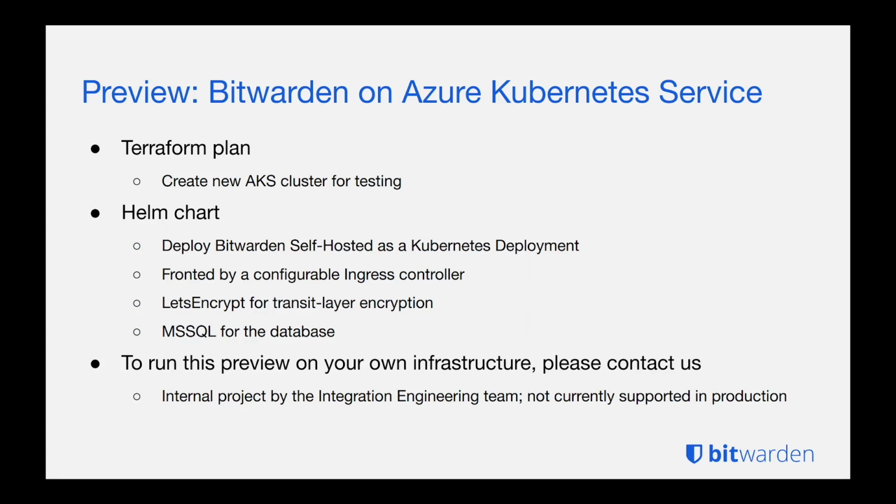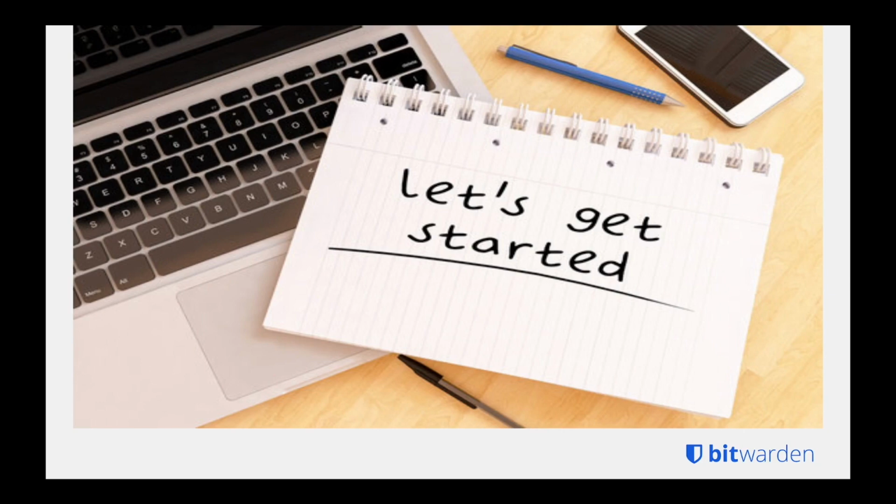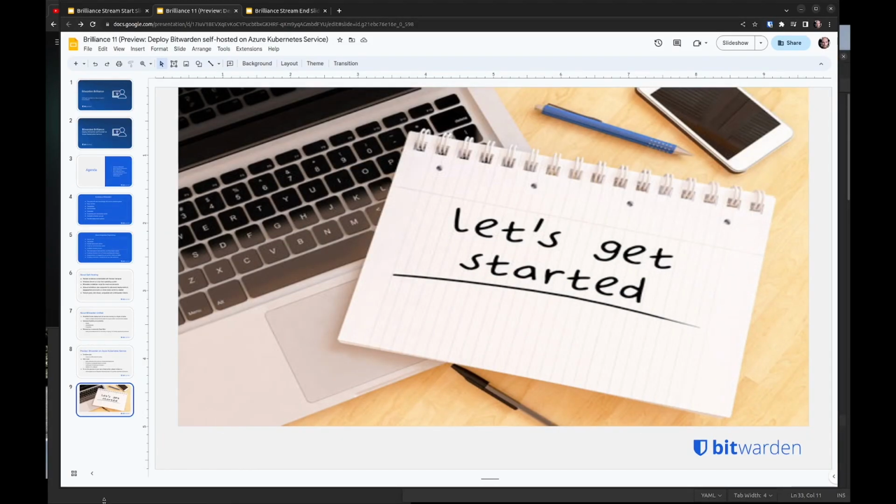So after we go through today's demo, if you'd like to try this out on your own infrastructure, please reach out to us, bitwarden.com/contact. This is an internal project by the integration team and not supported for production deployments, but as we gather feedback from the community and see what tweaks may need to be made, we will be moving this forward out of an internal project in the near future. We'll get into, as we go through the demo, some of the specifics on why we're targeting AKS specifically, what some of our future plans are. But with that said, let's go ahead and hop over to the demo itself.